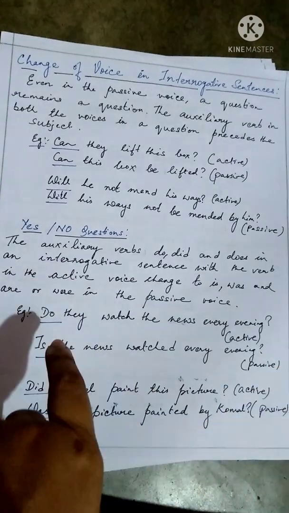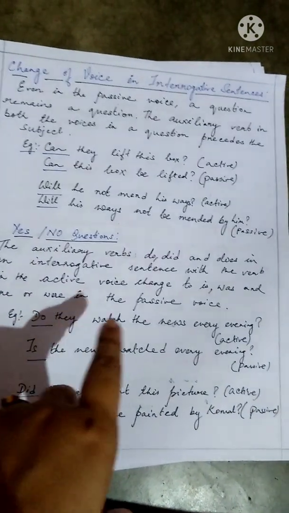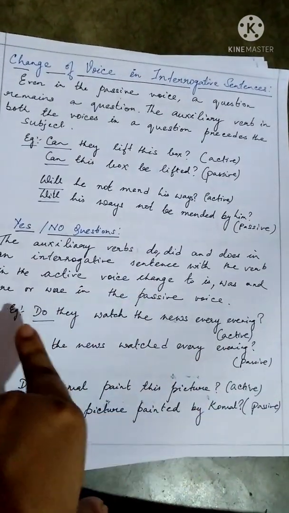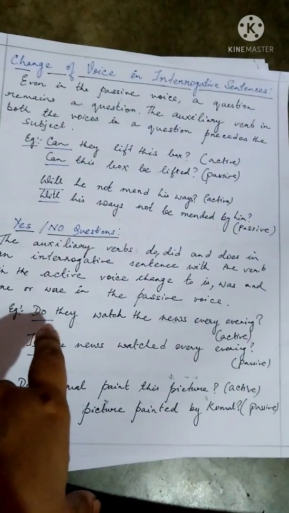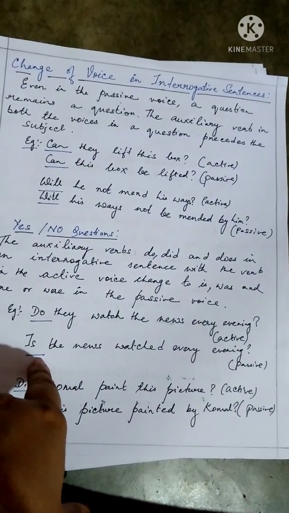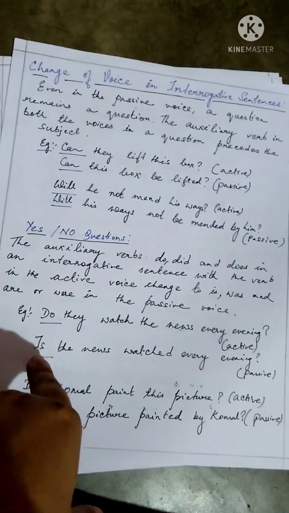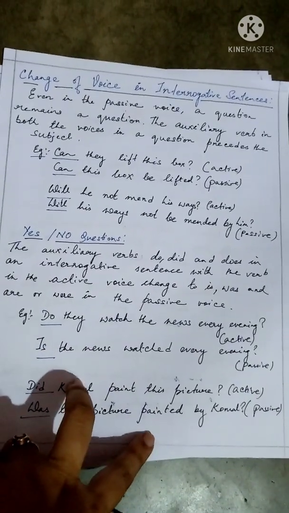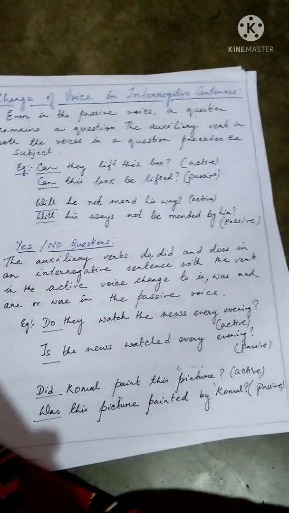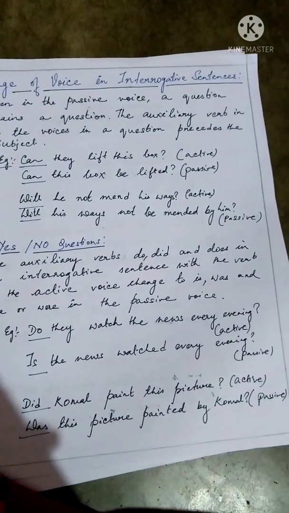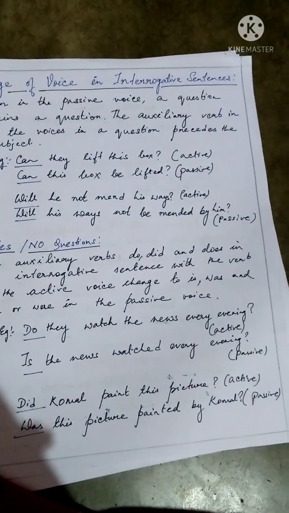So let's see a few examples. Do they watch the news every evening? So "do" is getting changed to "is" in the passive. Is the news watched by them every evening? See, in this sentence, I have omitted "by them." That you can also use.